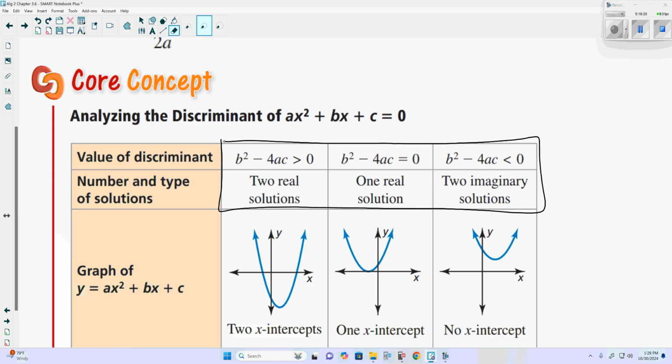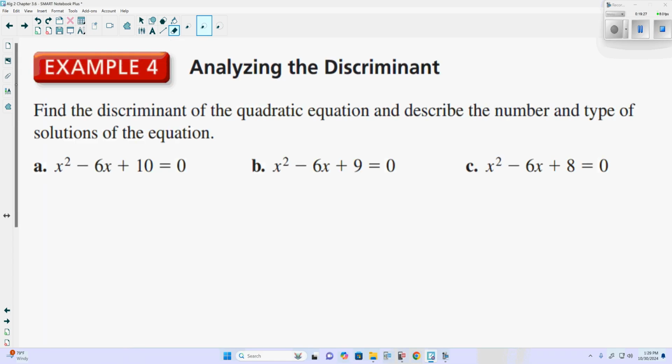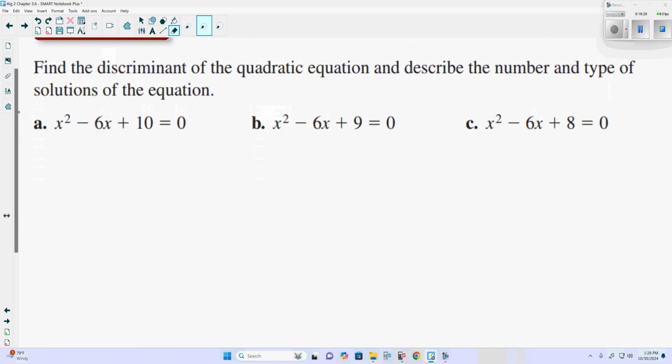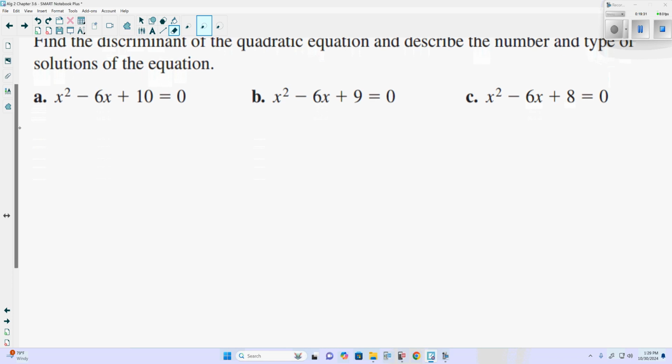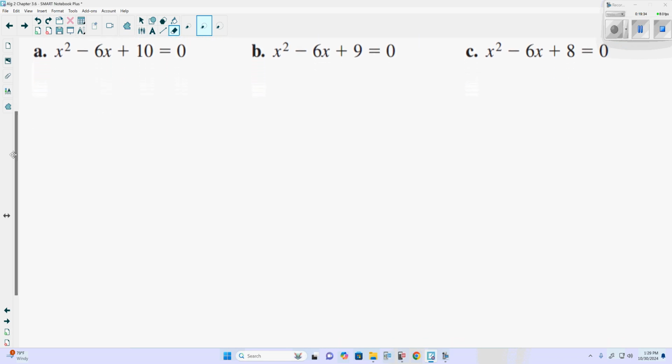Questions on this here? We good with this here? Okay. So we want to find the value of the discriminant and describe the number and type of solutions that we have. Okay.